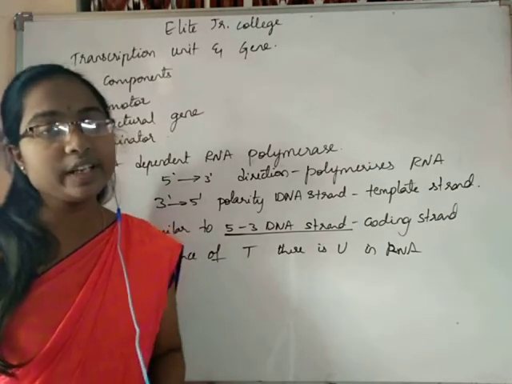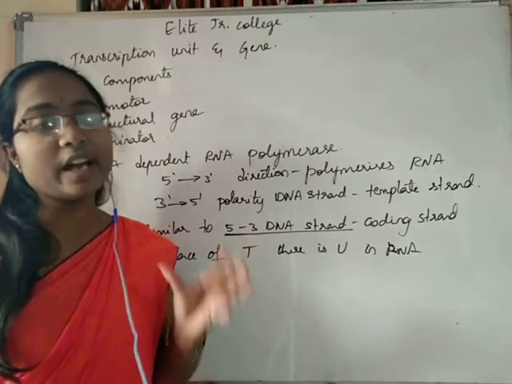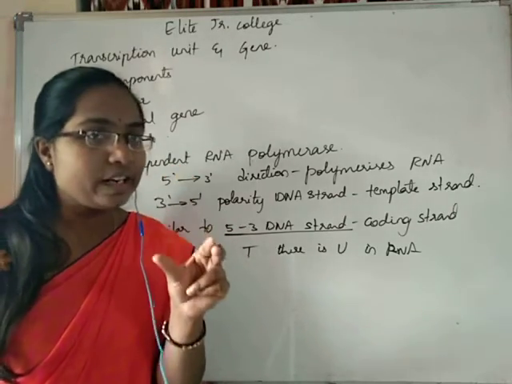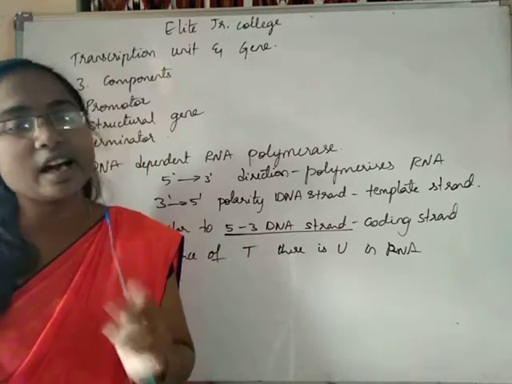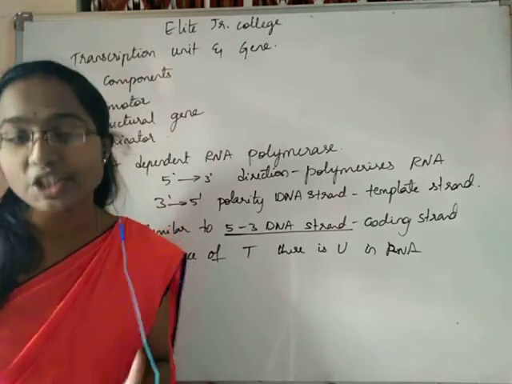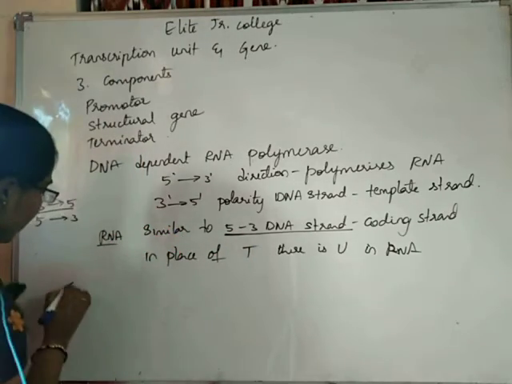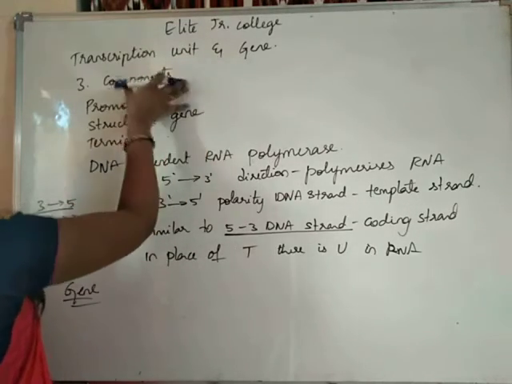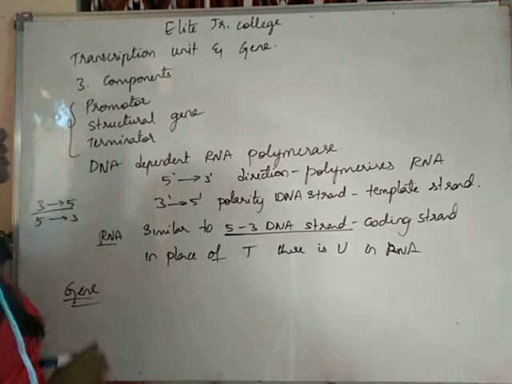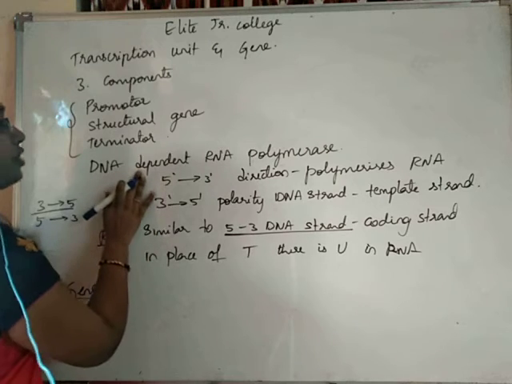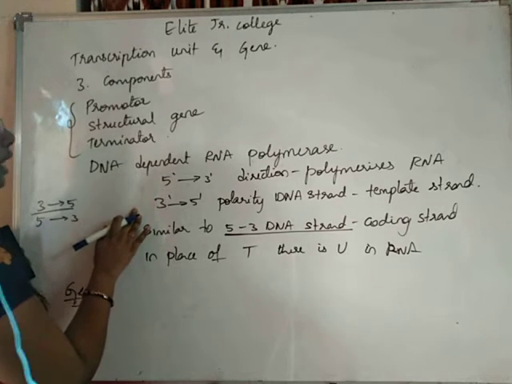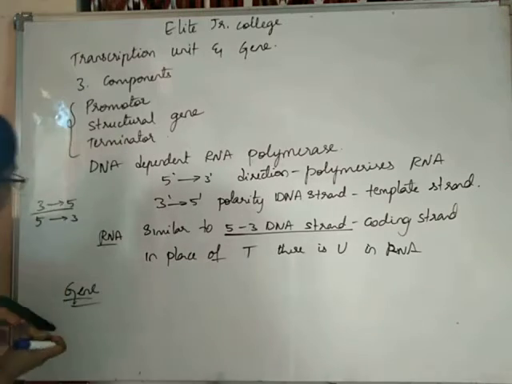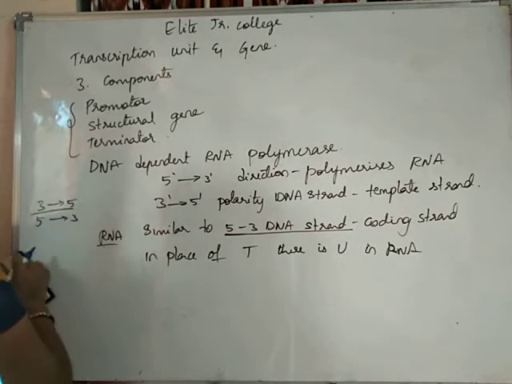So students, this RNA is produced from the DNA, right? That part of DNA which is involved in producing an RNA is called a gene. Our concept is transcription unit and gene. A transcription unit consists of these three components, and we have to study the importance of these three components also, so before we learn about genes, we will study these three components.